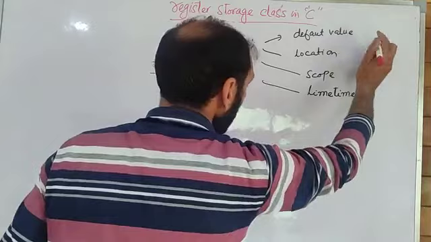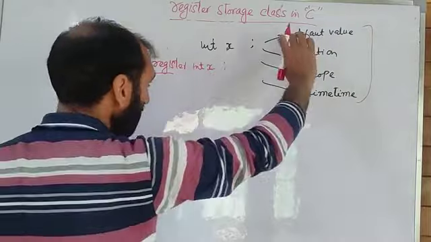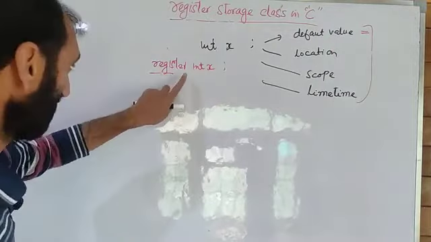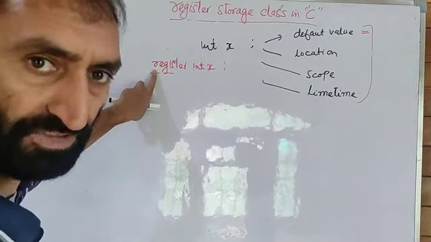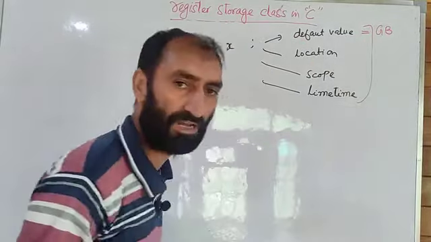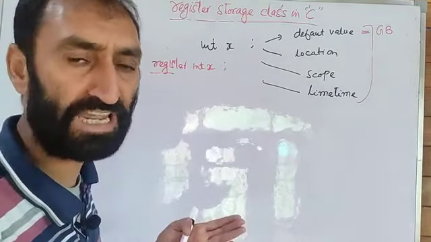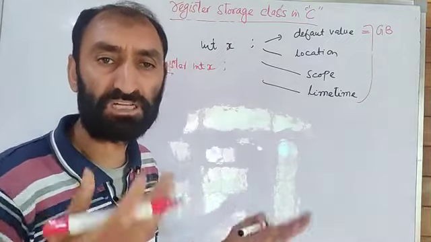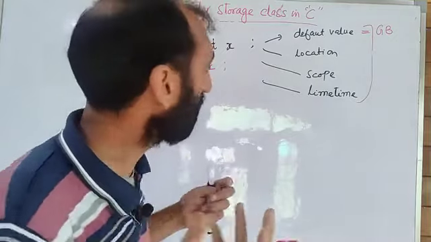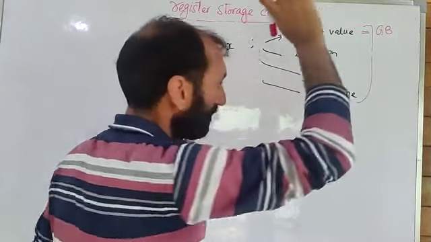Now, what would be the effect? We know that these four things are going to be told by the storage classes. Now, what would be the effect of this register keyword on these four things? When we declare a variable as a register storage class, at that time the default value is a garbage value, any garbage value. That means by default, the compiler will put in some garbage value. Garbage means it may be a negative value, it may be a positive value, it can be anything. So in the case of the register storage class, the default value is garbage.